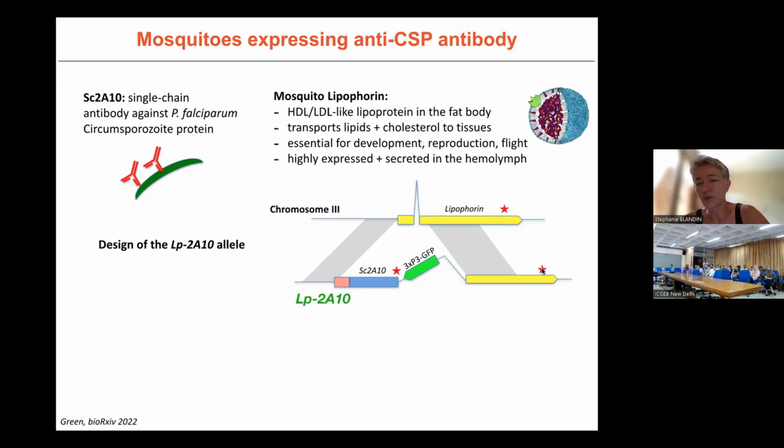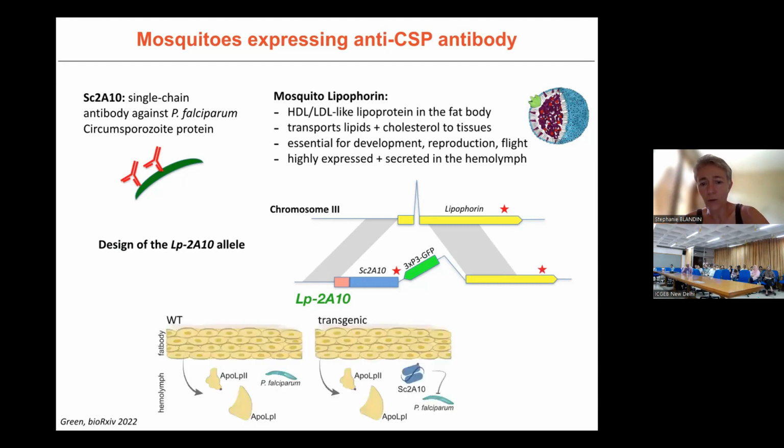And this is just automatically or naturally cleaved in the Golgi. Okay, so what happens in a wild-type mosquito? There are two cleaved forms of lipophorin that are produced, lipophorin 1 and lipophorin 2, and P. falciparum floats in the hemolymph together with the lipophorin. Now, in a transgenic mosquito, there are obviously the two lipophorins, but in addition, there is this antibody that can bind to Plasmodium falciparum, okay?